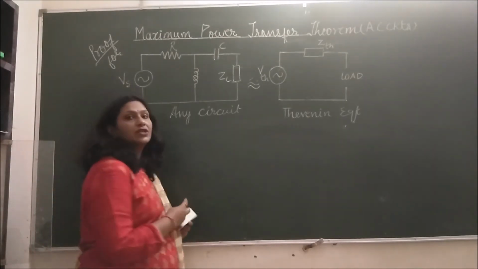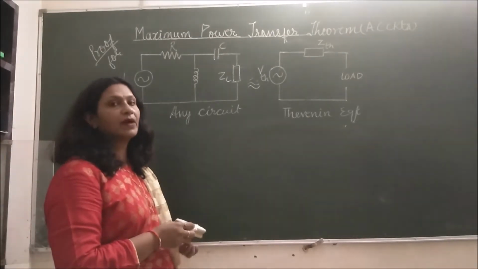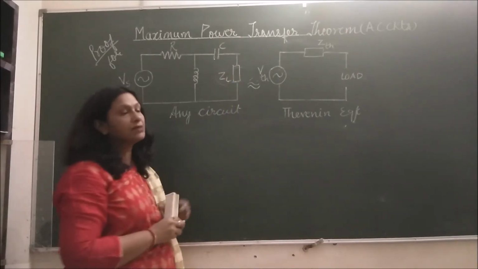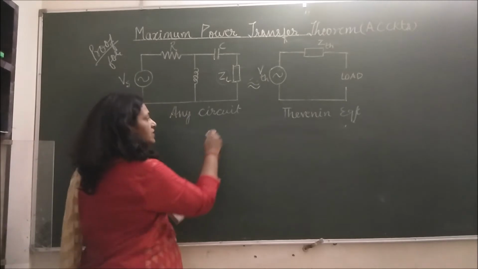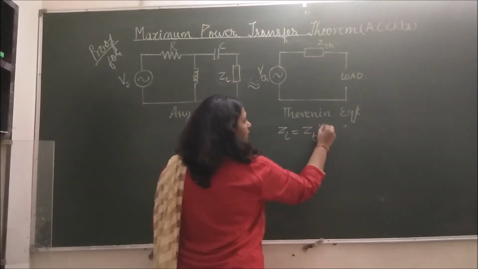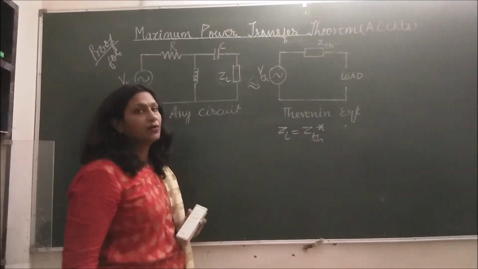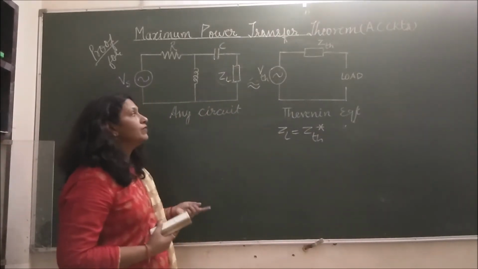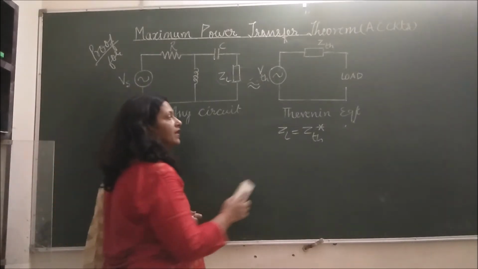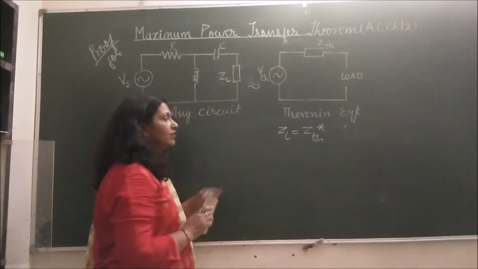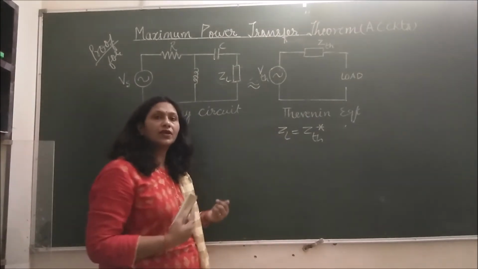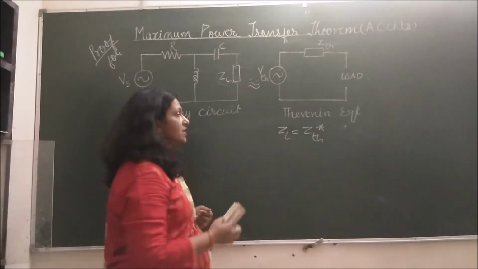According to the general statement of the maximum power transfer theorem, this load will withdraw the maximum power from the circuit if its value is equal to the complex conjugate of the Thevenin equivalent of the circuit. So we have to draw the Thevenin equivalent of the circuit first, and then its complex conjugate value will give us the value of load impedance that will withdraw the maximum power from the circuit.